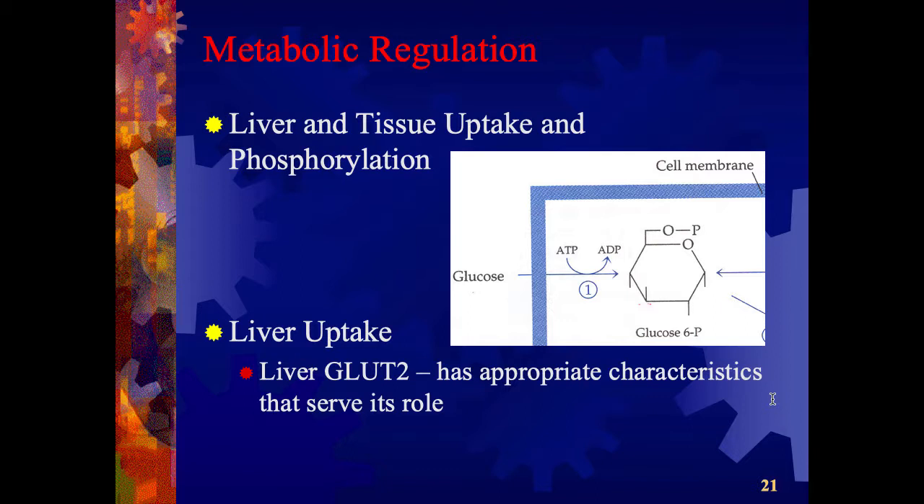Can it go this way? Why can't it go out? Now it's glucose 6-phosphate. It's no longer glucose. Glucose 6-phosphate is not a substrate for GLUT2.